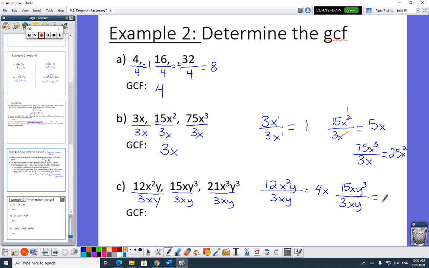15 divided by 3, 5. X divided by x, that turns to 1, or they cancel out. And then y3 minus y, you're left with y2. 21 divided by 3 is 7. X3 minus x, x2. Y3 minus y is y.